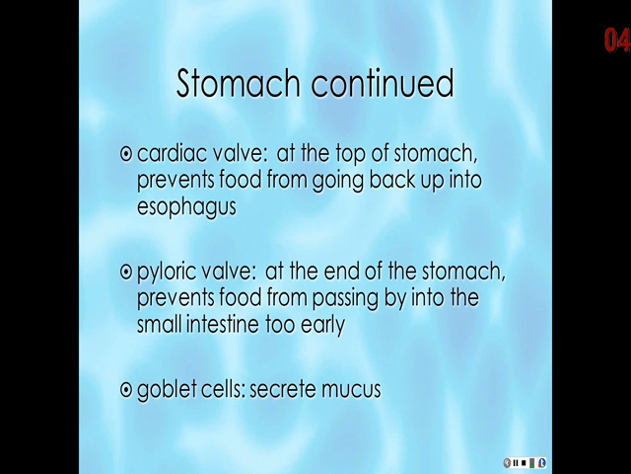Acid reflux occurs when the acidic contents move back up into the esophagus, which is not designed to deal with the acidity. The pyloric valve is at the distal end of the stomach and prevents the contents from passing into the small intestine until they are ready. This is triggered by a pH change in the contents. Goblet cells secrete mucus to coat the inside of the stomach and protect it from the acid.